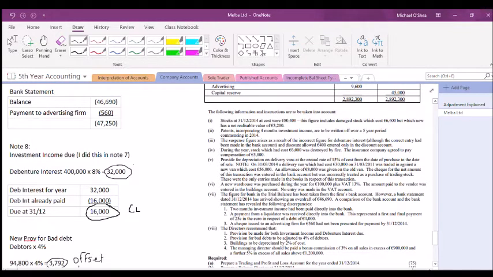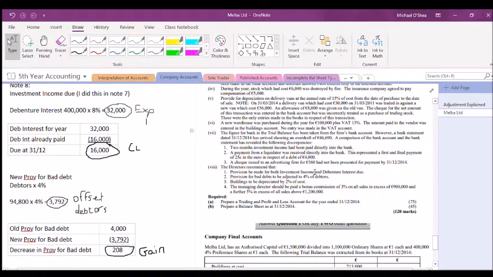The 32,000 here is my expense figure for my debenture interest. It's not admin, it's not selling and distribution, it goes at the bottom. The same way the mortgage interest will go at the bottom of the P&L, the debenture interest is dealt with in the same manner. So that's the 32,000. That's my expenditure for the year. I've paid 16,000. Therefore, my balance sheet will show 16,000 due at the 31st of the 12th. Okay, so that's that one done.